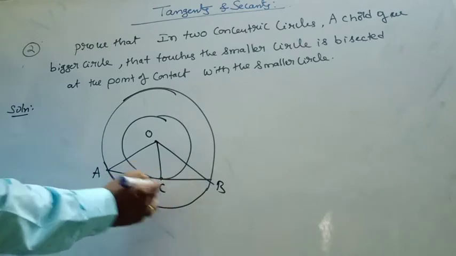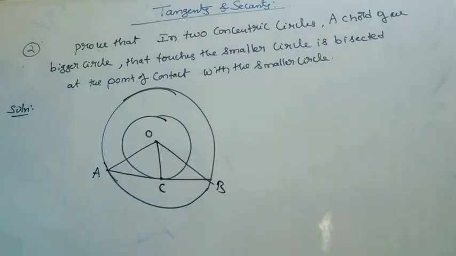Now let us take this as C. Now we need to prove AC equal to CB like this, right? We need to prove that AC is equal to CB. How are we going to do it? It's very simple, my dear students.